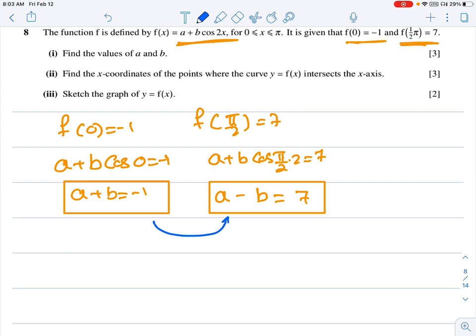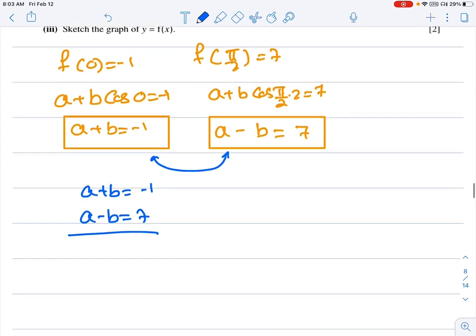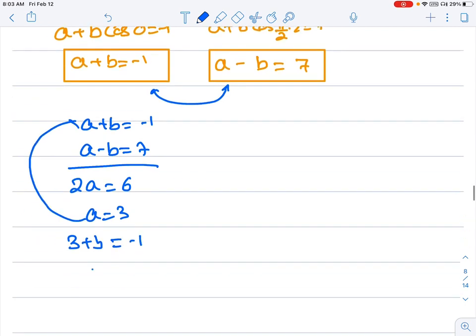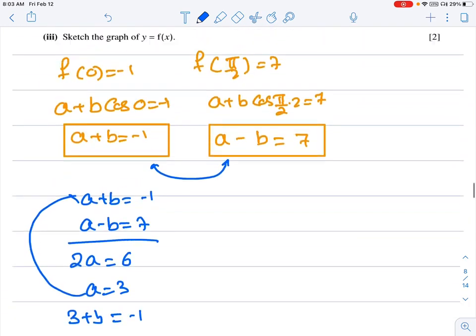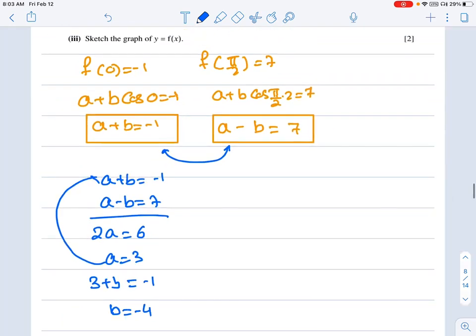So let me solve these two equations. a plus b is equal to negative 1, a minus b is equal to 7. Solving it out, 2a is equal to 6, a is equal to 3. So I got the value of a as 3. Now plug in a is 3 in the first equation: 3 plus b is equal to negative 1. So b is equal to negative 4. So that is the answer for the first part.